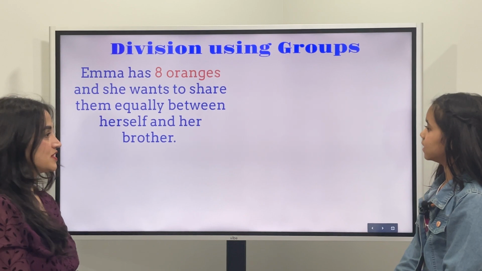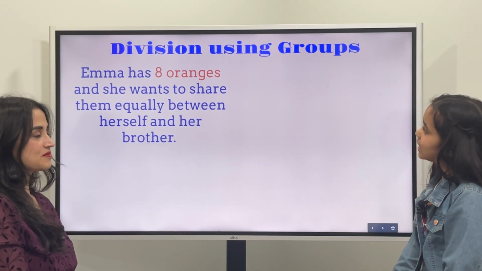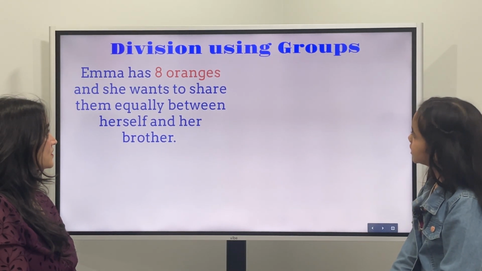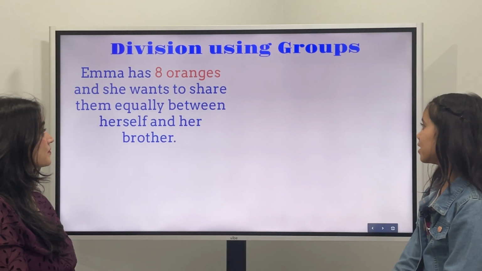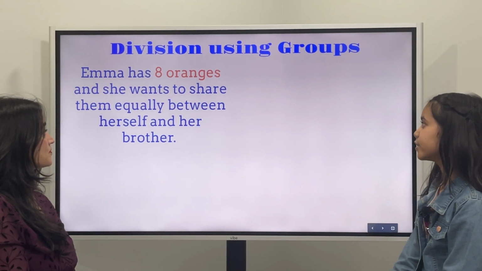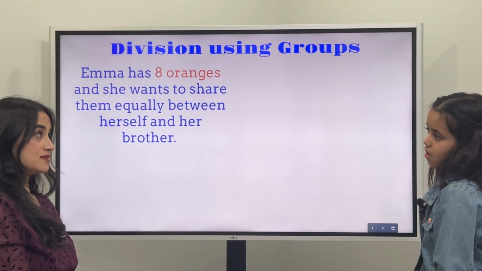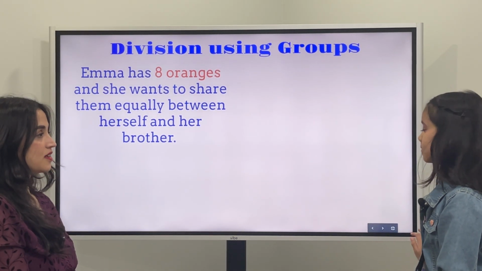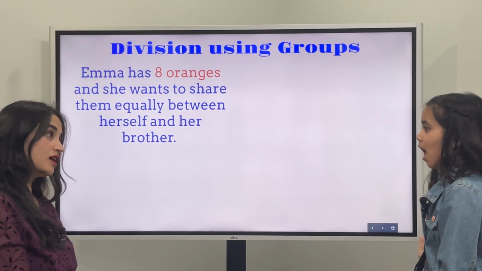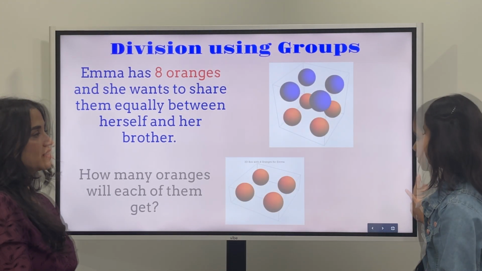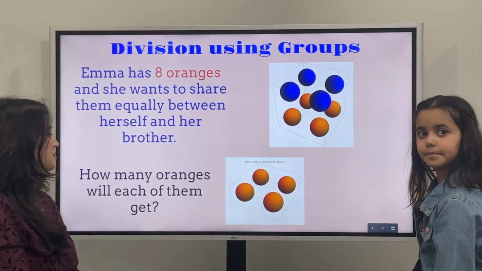So there is a question. Lina, you want to read? Emma has 8 oranges and she wants to share them equally between herself and her brother. So she has 8 oranges. Now she needs to share with her brother. So how many oranges will each of them get?